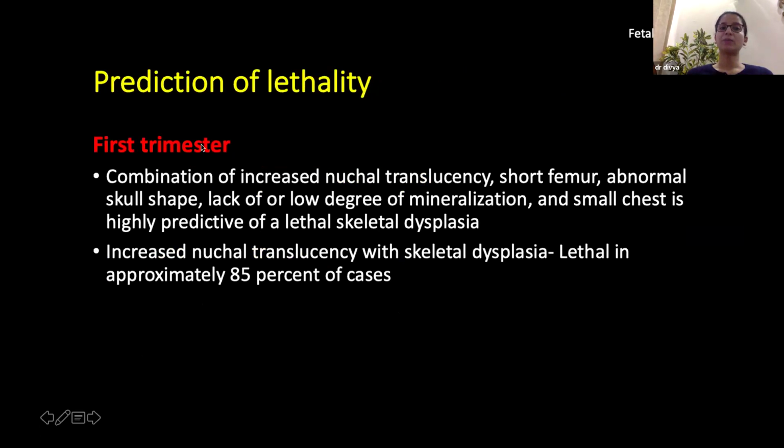Any skeletal dysplasia which presents in the first trimester, along with nuchal translucency, abnormality in skull shape, abnormal mineralization of the skull, or a small chest, is highly predictive of a lethal skeletal dysplasia. In fact, studies quote that a skeletal dysplasia with increased nuchal translucency thickness tends to be lethal in approximately 85% of cases. So any skeletal dysplasia with an early onset would tend to have a lethal outcome.